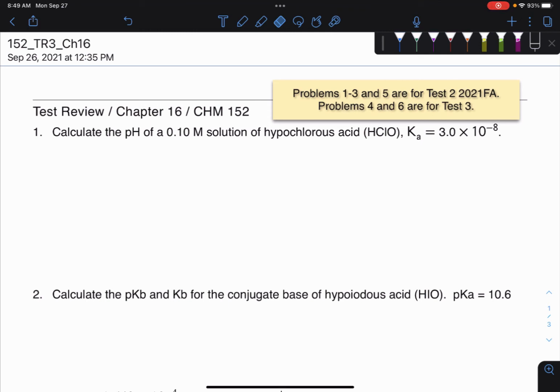For this video, let's run through the test review for Chapter 16. I just want to make a little comment that the notes you see here in this box are specifically for semester fall 2021 in terms of what's on Test 2, what's on Test 3. If you're watching this at some other semester, please refer to your notes, course announcements, etc. to know which problems apply to which test.